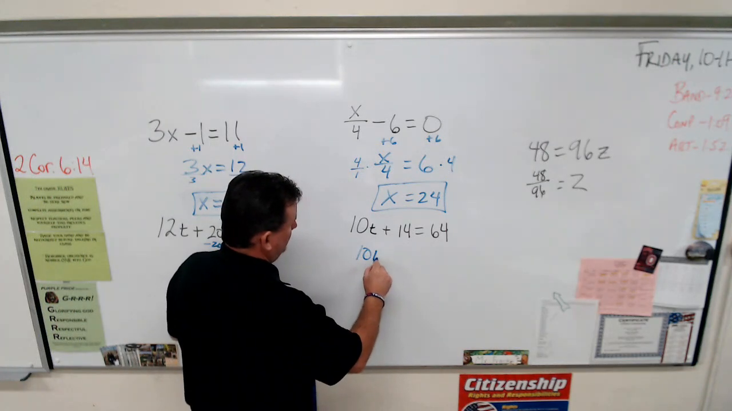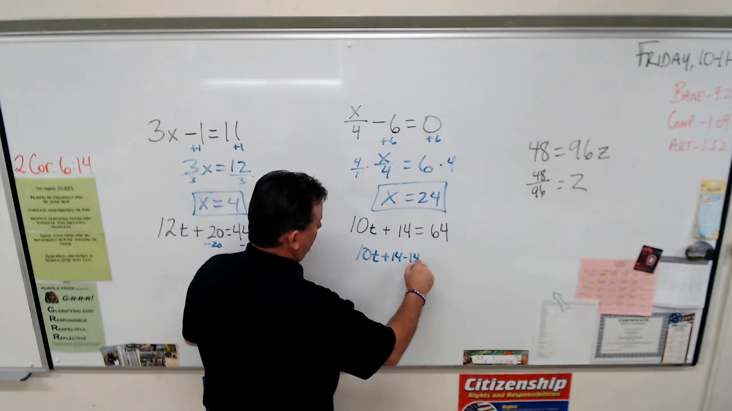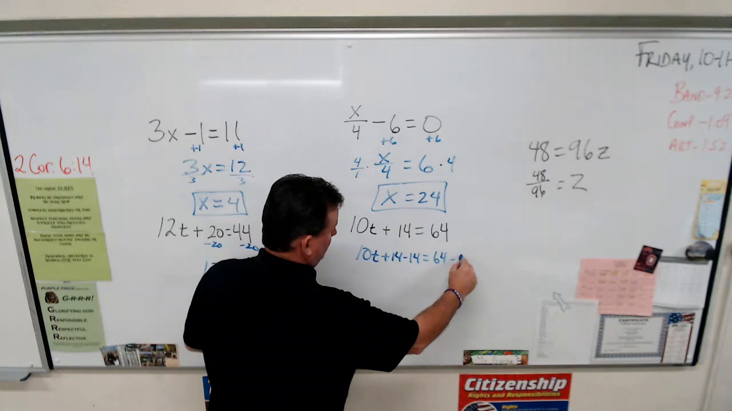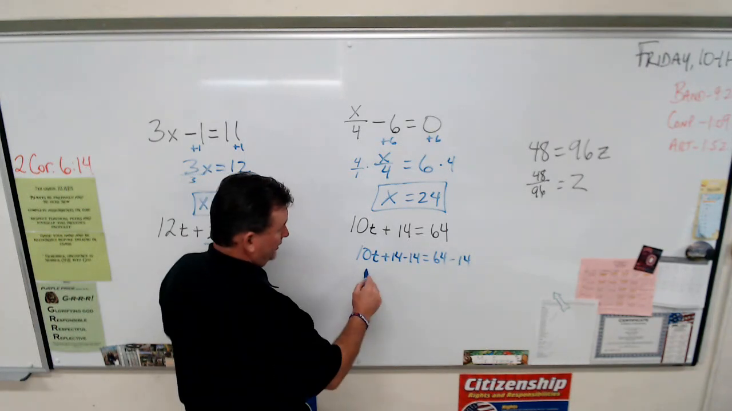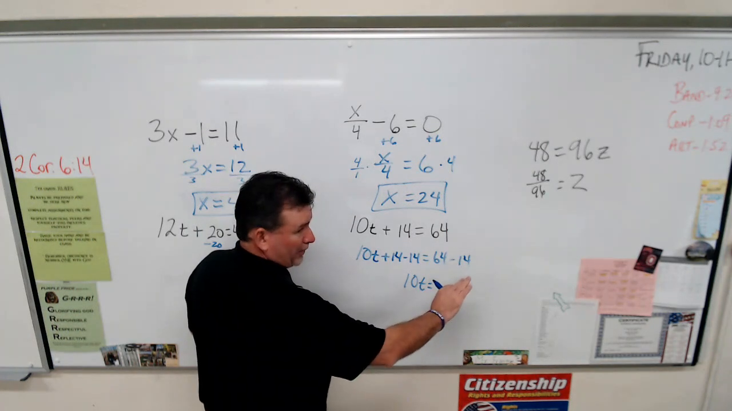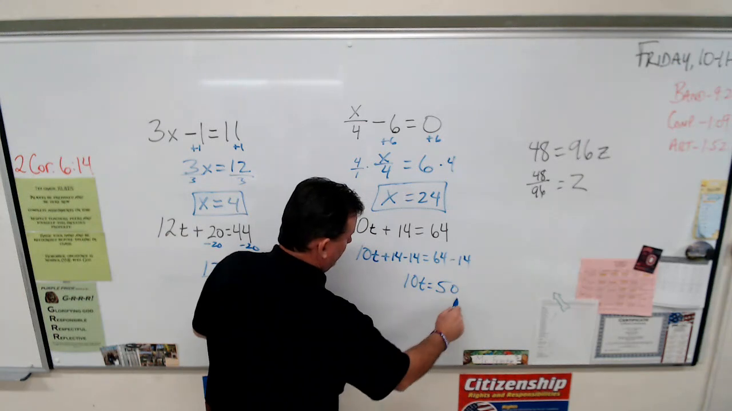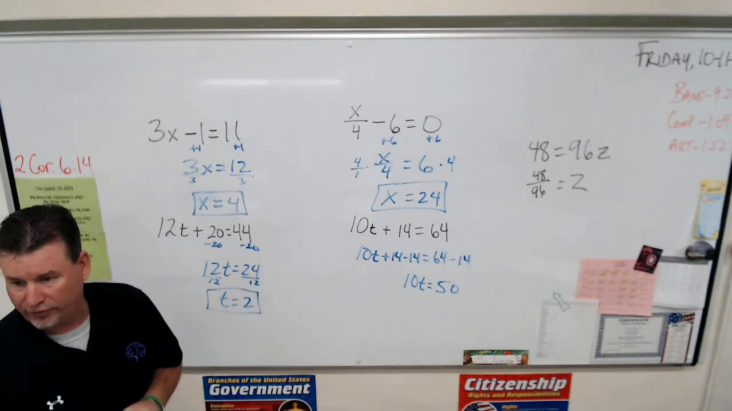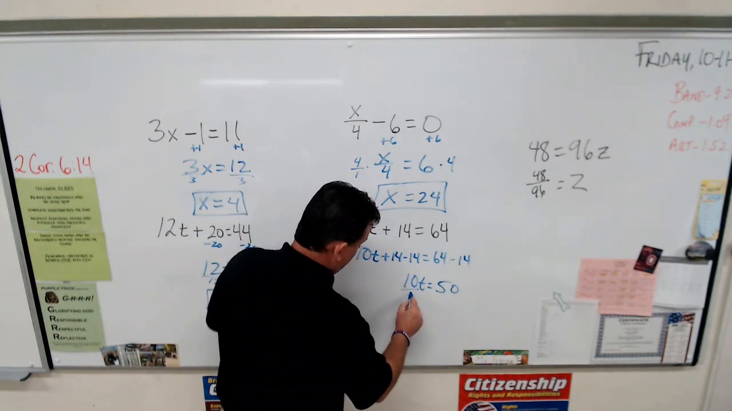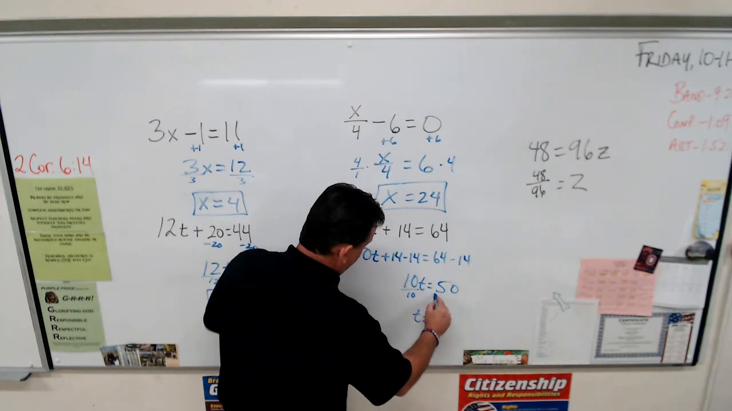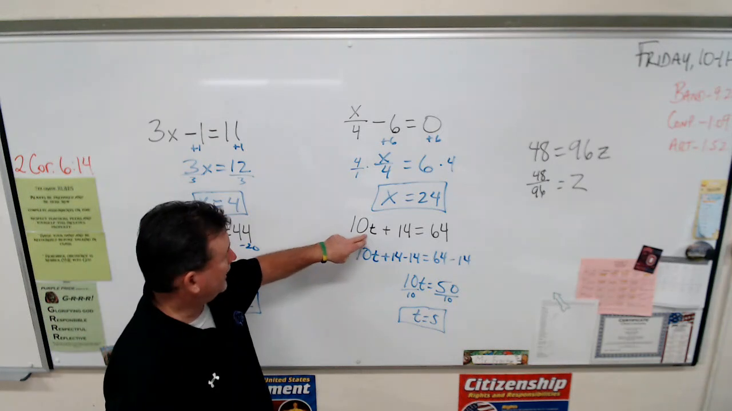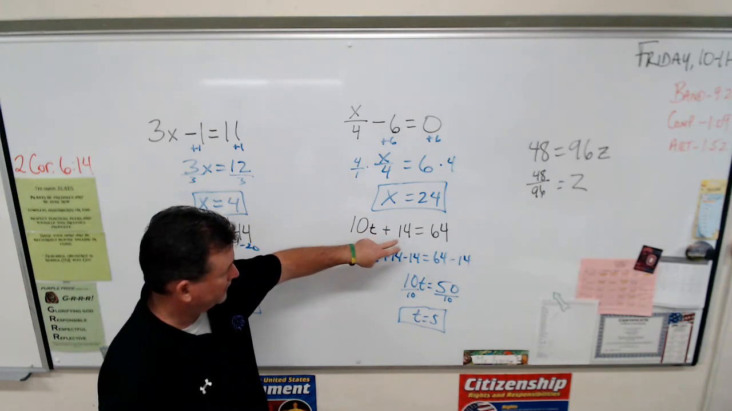How do I get rid of the 14? I'm going to do it the long way this time. 10t plus 14 minus 14 equals 64. What do I have to do over here? Subtract 14. Now my new equation is 14 minus 14 is nothing, 10t equals 64 minus 14. How do I get rid of the 10? Jonathan, how do I get rid of that 10? 10 divided by 10 is 1, so t equals 50 divided by 10. Am I right? Always got to check. What's 10 times 5? 50 plus 14.